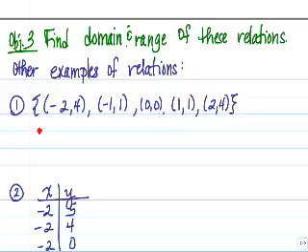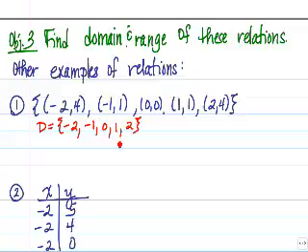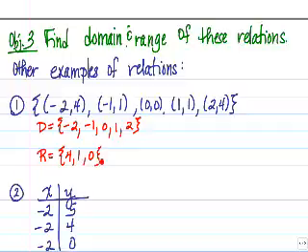So in this first example, my domain, and I'll do D for short, is simply the set of x values from that listing of ordered pairs. So I have -2 as an x value, -1, 0, 1, 2. My range is a set of y values. So I have 4, 1, 0, 1, and 4. Well, I've already listed the 1 and 4, so I don't need to write those again, because it's just a set of numbers, so they don't have to include all the repetitions of those numbers.